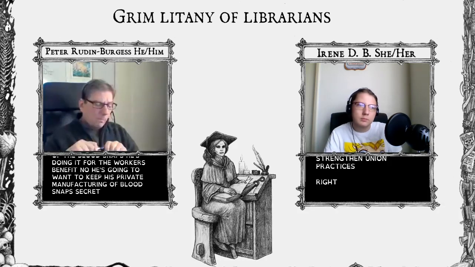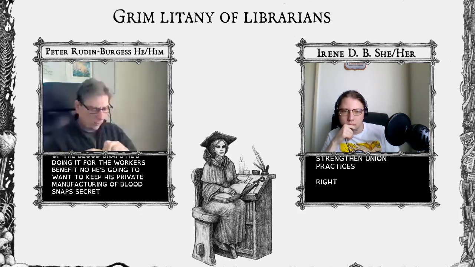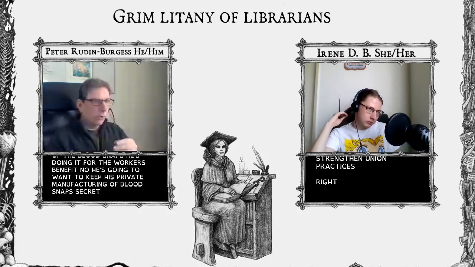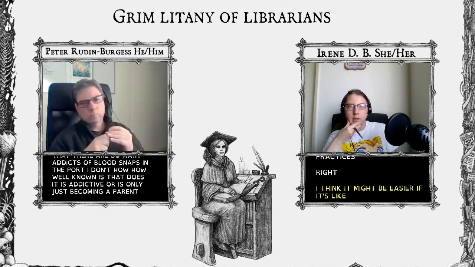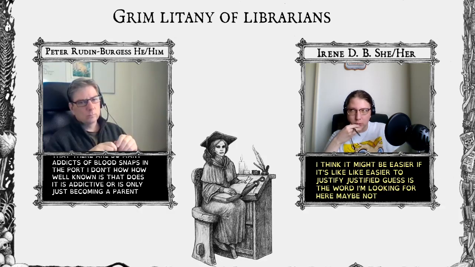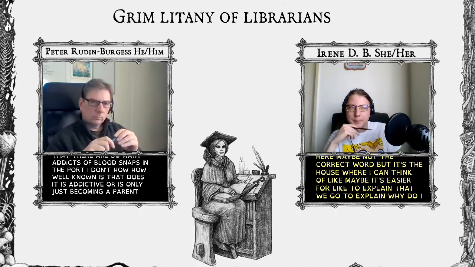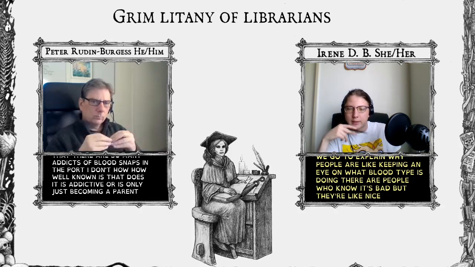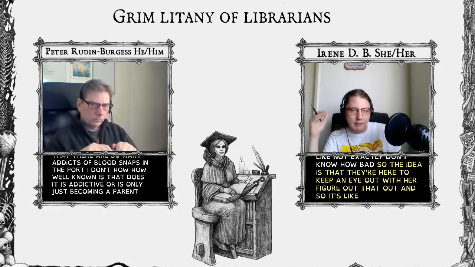So maybe once it's known that there are so many addicts of blood schnapps in the port. I don't know how well known it is that it is addictive, or is it only just becoming apparent? I think it might be easier to justify, I guess, is the word I'm looking for here. Maybe it's easier to explain why people are keeping an eye on what blood schnapps is doing. There are people who know it's bad, but they don't know how bad. And so the idea is that they're here to keep an eye out to figure that out, and the effects of it are probably just now starting to be shown.